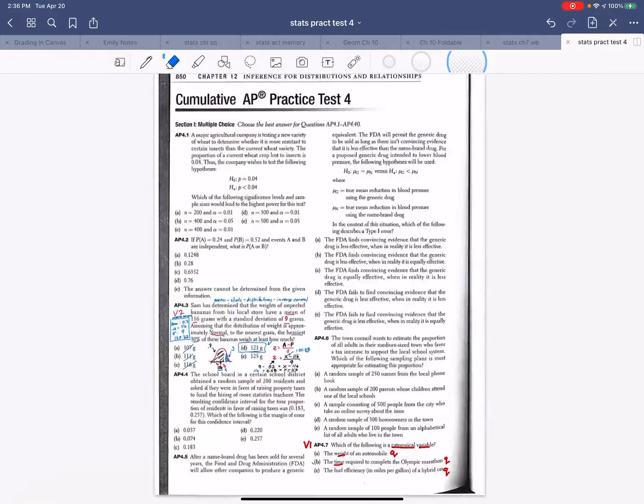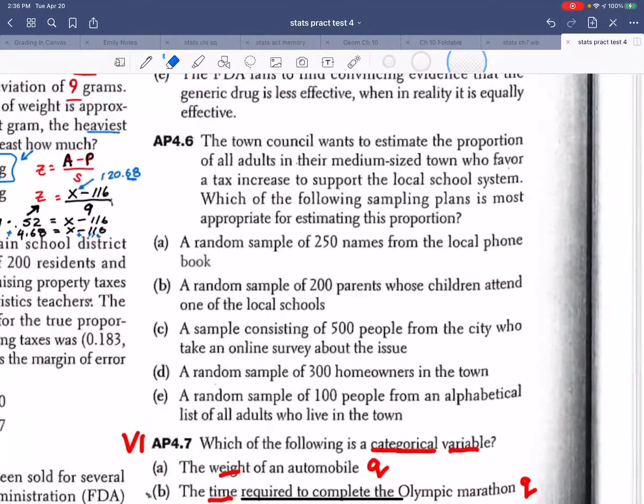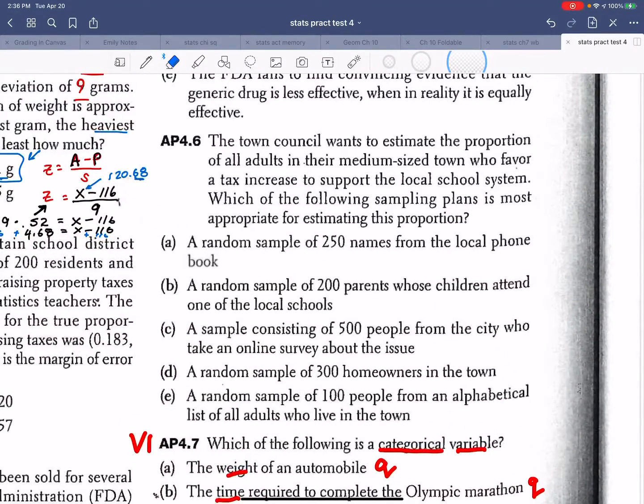Okay, so all these questions have to do with how we go about designing it, so that if we did a study and it's designed well, then we can use the data. The first question says, town council wants to estimate the proportion of all adults in this medium-sized town who favor the tax increase.